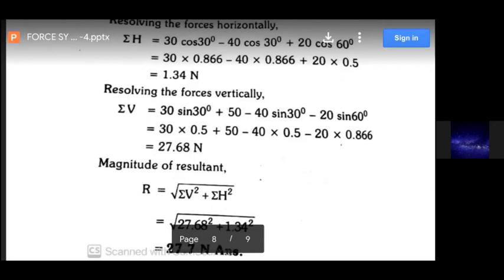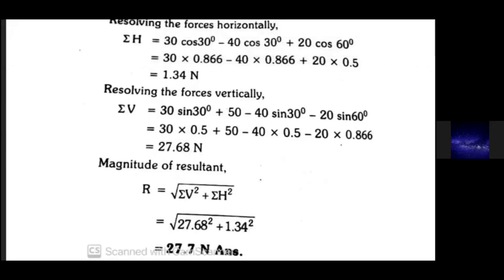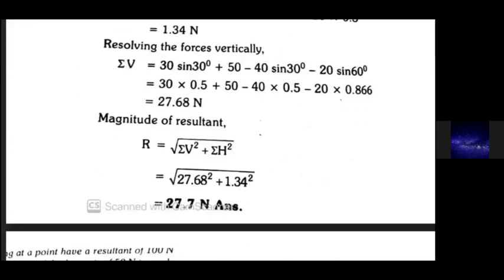So the magnitude of the resultant force R is equal to under root sigma v square plus sigma h square. That is under root 27.68 whole square plus 1.34 whole square. So we will get the R value equal to 27.7 newtons.